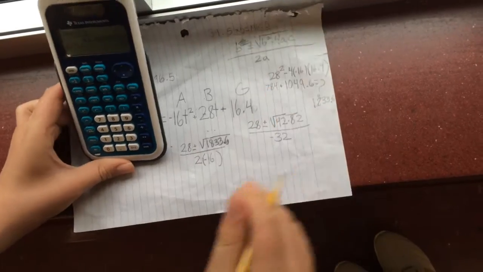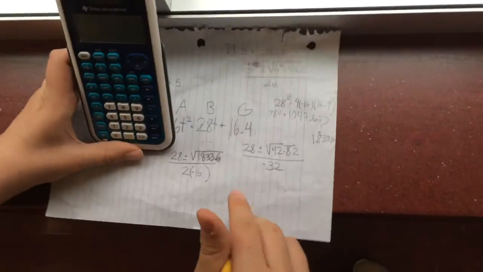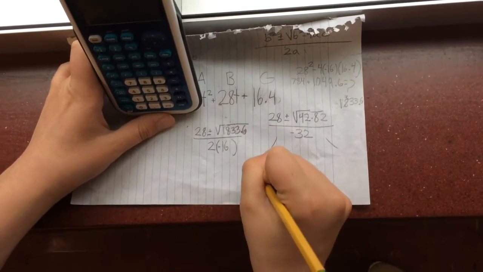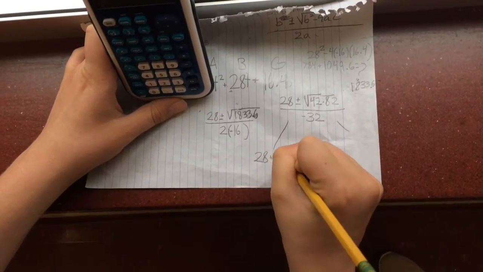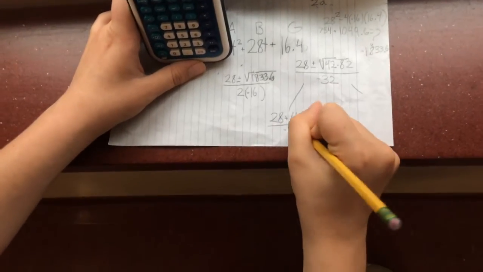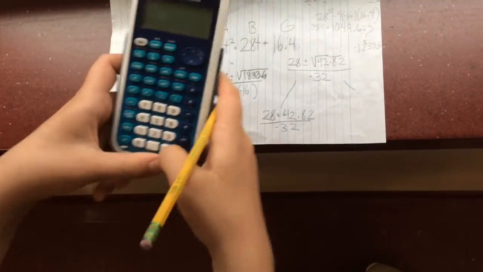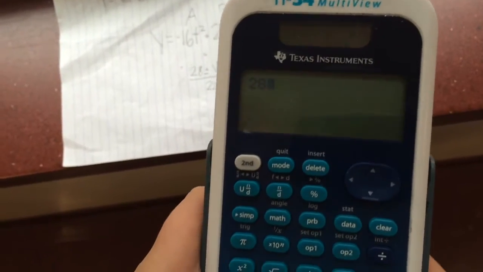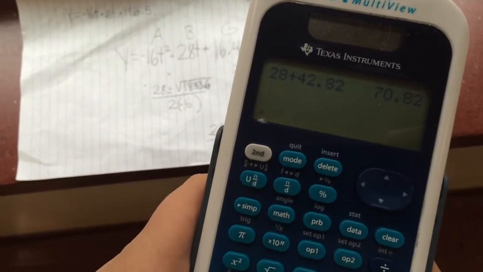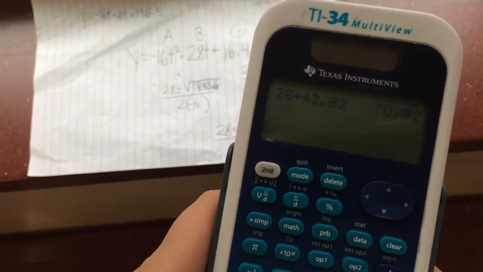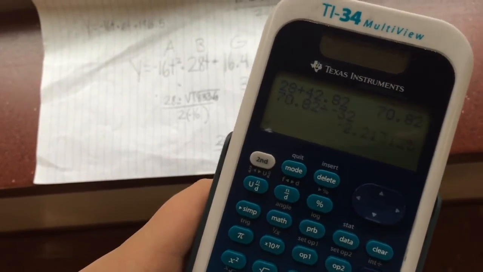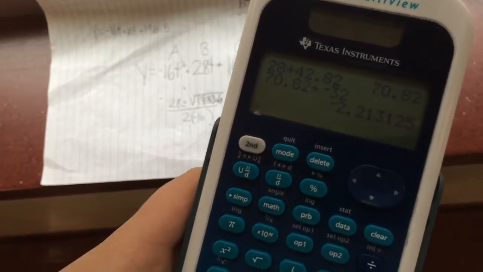Alright, that looks good. Now, let's do the plus or minus, because we already took the square root. We get this. Let's begin. So, 28 plus 42.82 divided by negative 32. Let's begin. What does that equal? 28 plus 42.82 equals 70.82. Now, 70.82 divided by negative 32 equals negative 2.21.